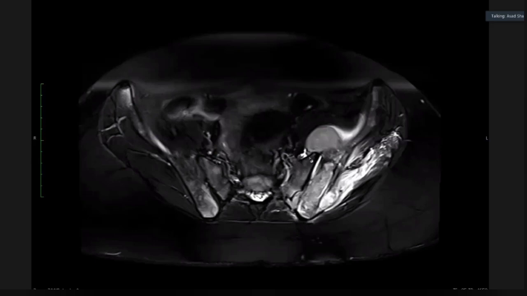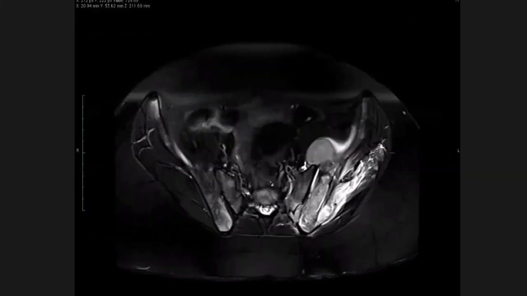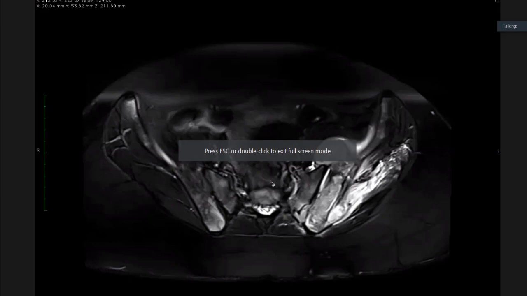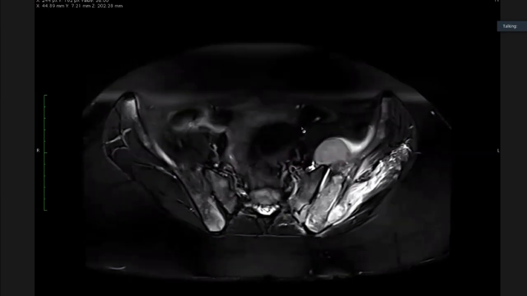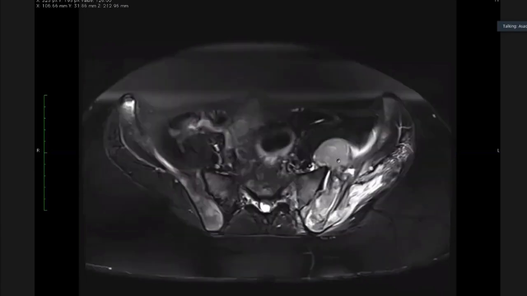And what is this? Intermediate signal intensity area with high signal intensity. So what's it doing to the muscle? What's it doing to the muscle at the front? It's displacing it, isn't it? Displacing it anteriorly, sir. Yeah. So what is this then? You've got marrow abnormality. You've got extensive fluid signal in the gluteus maximus muscle.